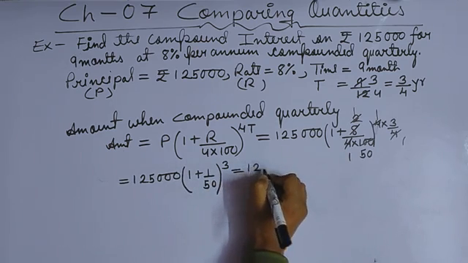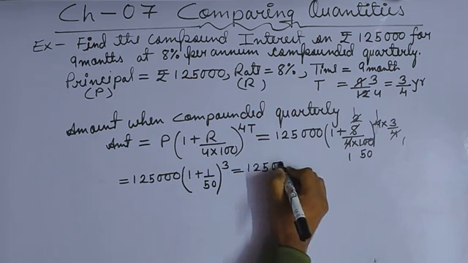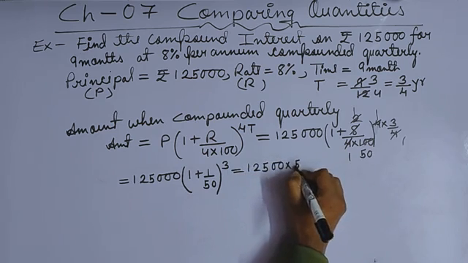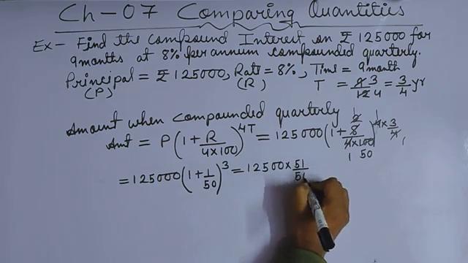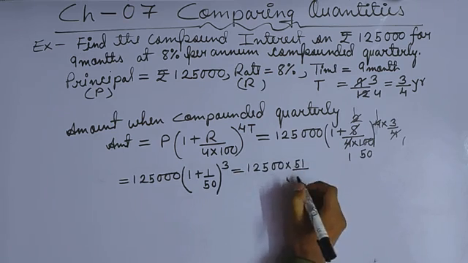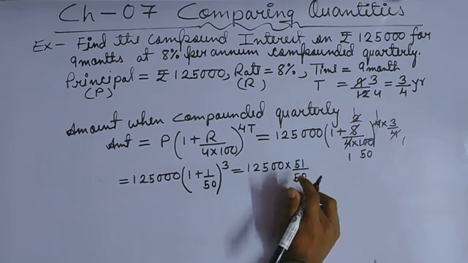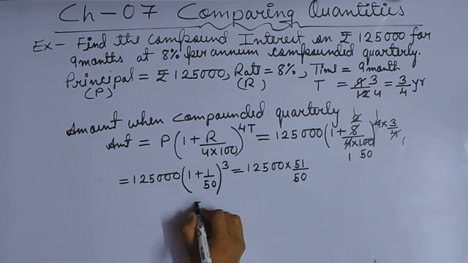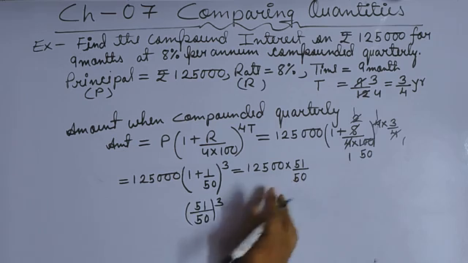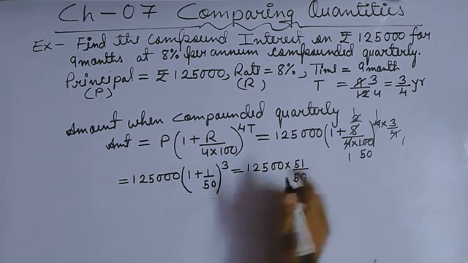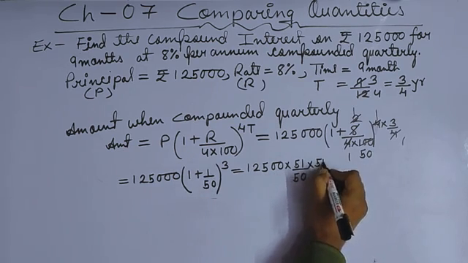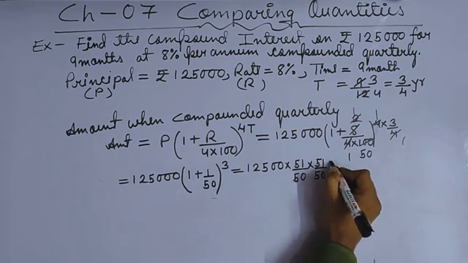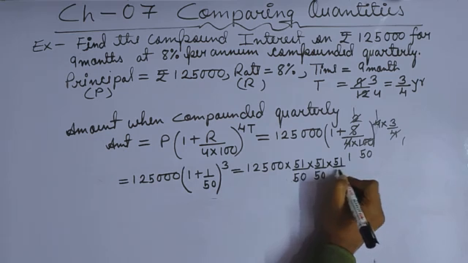So this is 125,000 multiply 51 upon 50. How many times? 3 times, so it is 51 upon 50 to the power 3. So I am writing 51 upon 50 to the power 3, which means 3 times: 51 upon 50 multiply 51 upon 50 multiply 51 upon 50.